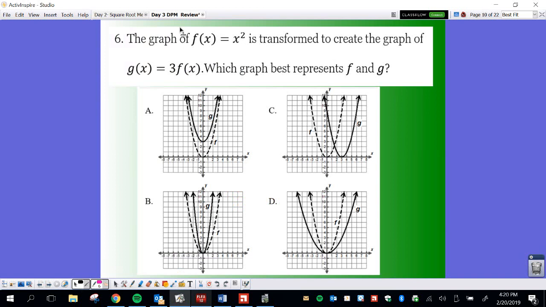Question number 6. It says the graph of f of x equals x squared is transformed to create the graph of g of x equals 3 times f of x. So which graph best represents f and g? Well, to answer that question, we can simply just use our calculator.